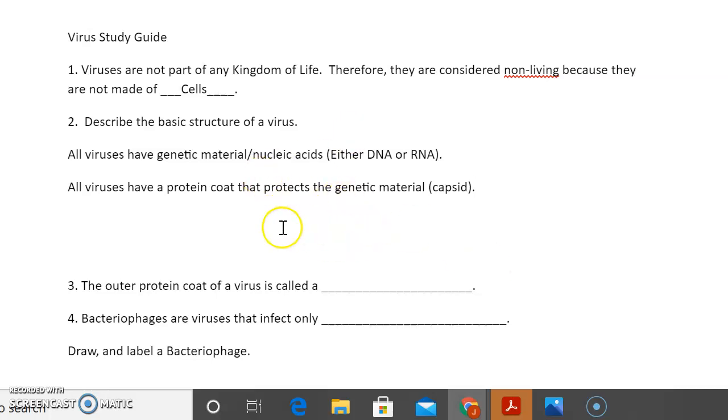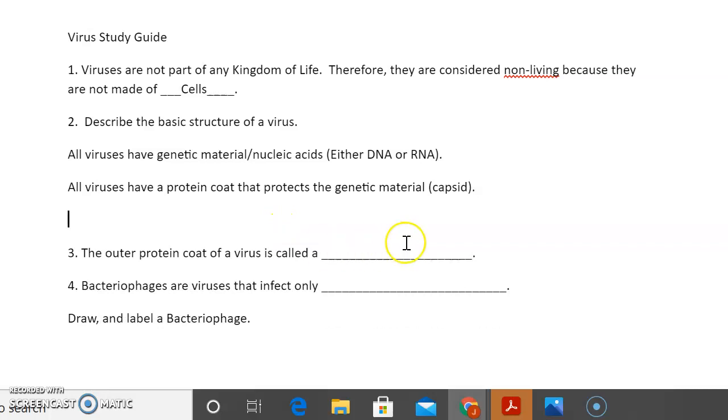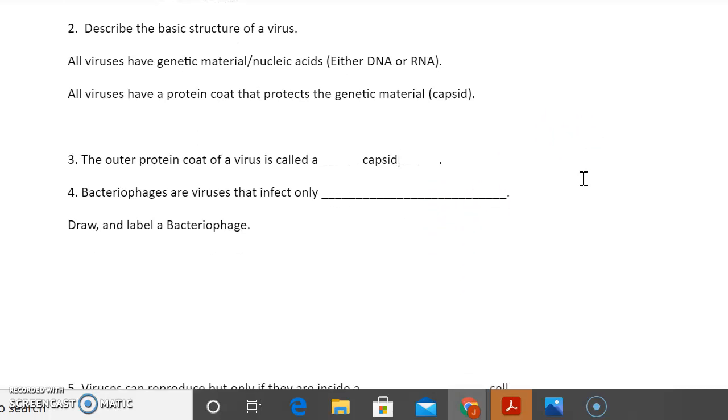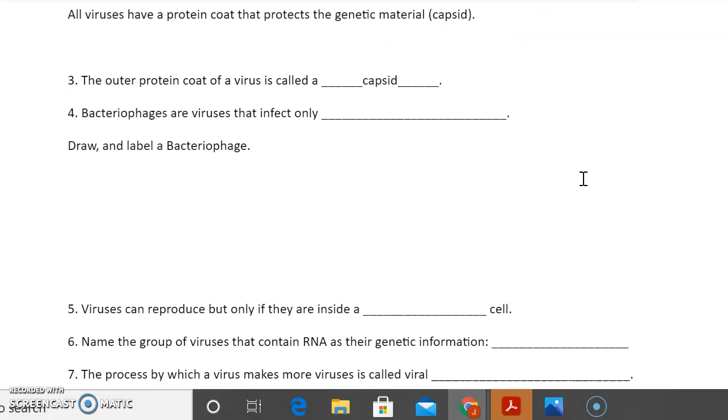So the outer protein coat of a virus is called the capsid. It is made of protein. So bacteriophages are viruses that infect only. Well, a lot of the time what they infect is in their name. So bacteriophage is going to infect bacteria.